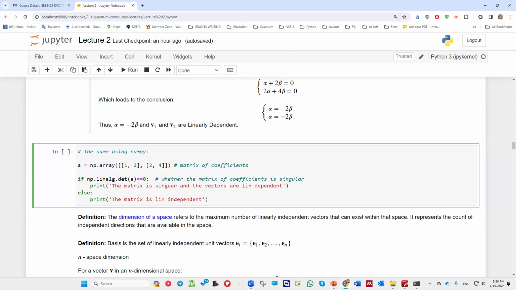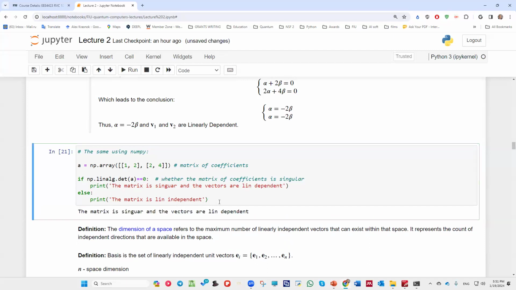And there is another line here in this construction, this else, right? So if this is wrong, this is false, then this line doesn't work, right? And the program jumps to this line else. So if this determinant is not equal to 0, then the program is asked to print the matrix is linearly independent.